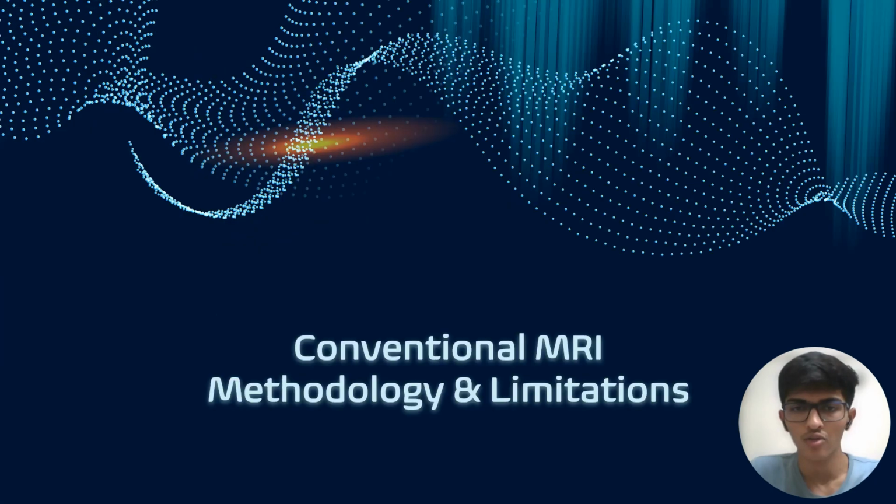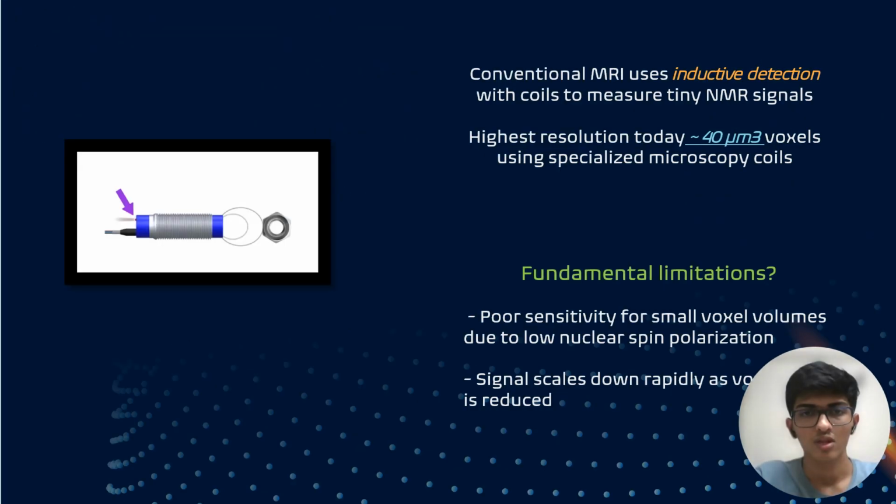Now we'll be moving on to conventional MRI techniques and limitations. Conventional MRI relies on a method called inductive detection where coils surrounding the subject detect tiny signals emitted by the nuclei of atoms in response to a magnetic field. We use coils to capture signals from the body just like a camera captures light. But again, just as a camera has limits to how small it can capture details, so does MRI. Despite advancements, the smallest detail we can capture with MRI is still relatively large compared to tiny structures like individual cells or molecules. The highest resolution achievable today is around 40 cubic micrometers per voxel, where you can consider a voxel is like a 3D tiny pixel.